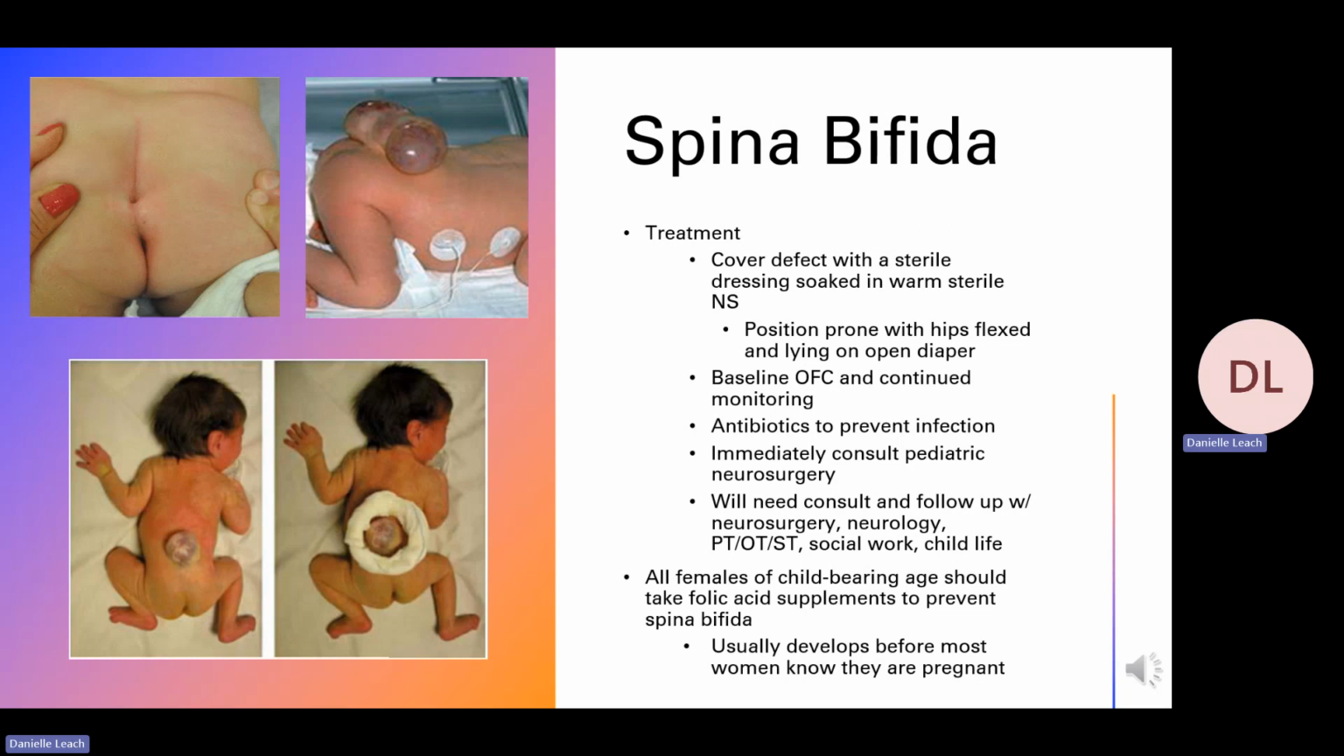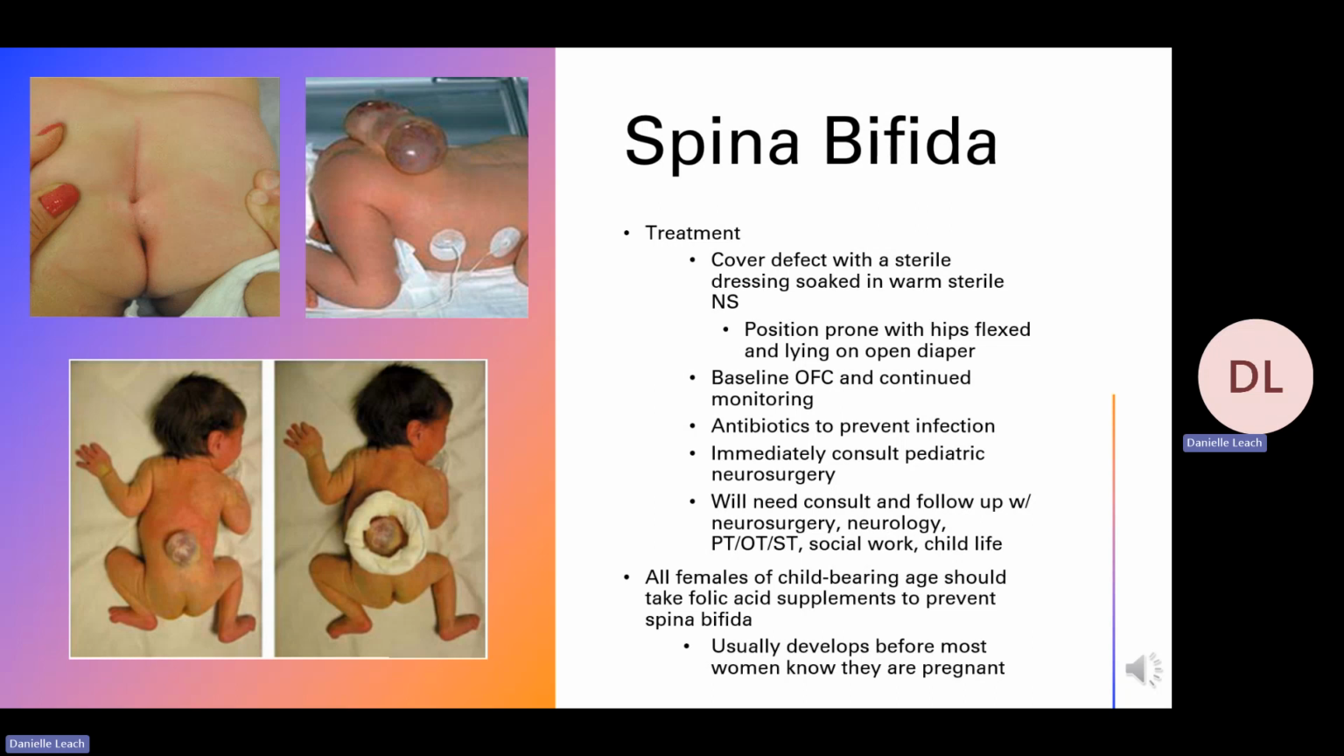Basically, we don't want their legs just straight out back behind them because that's not developmentally appropriate for a baby. We also want to measure a baseline OFC, or a baseline head circumference, and then continue to monitor for that. One of the complications of spina bifida is hydrocephalus, so we want to make sure that the head size isn't growing rapidly. So we're going to be measuring that frequently.